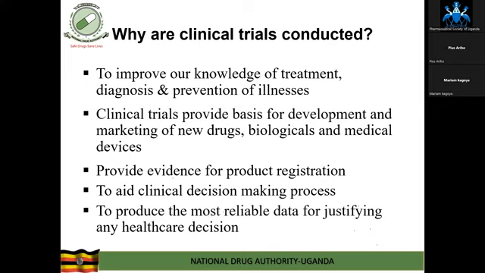And you cannot just introduce it because of hearsay. You'll have to give us data. So you'd have to conduct a clinical trial. You will do the phase 1, phase 2, phase 3 studies to know whether it actually has any effect on malaria. So that's one of the reasons why the clinical trials are done. So on the scientists is to get product. Then they provide basis for development and marketing of new drugs.